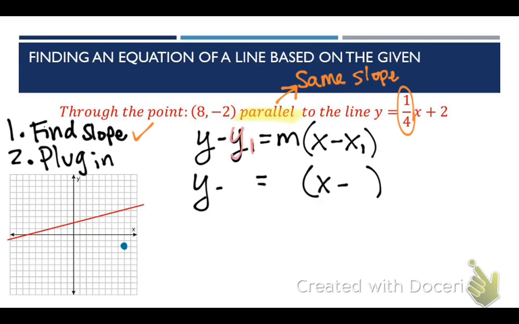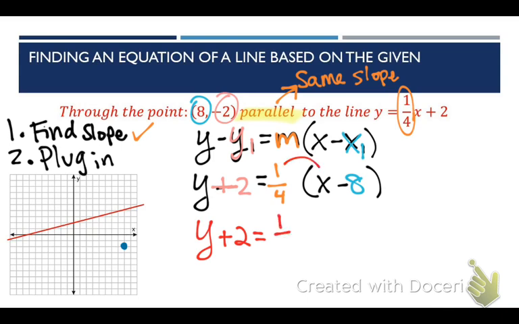All right, so what is the y of my first coordinate, or of my coordinate in general? -2. When I plug that in, that will turn into +2. All right, and then what slope are we using? 1/4. Because it'll be the same slope as the previous line. And then what will be my x? 8. All right, so we'll have y plus 2 equals 1/4 x. All right, and then we're going to do 1/4, so we're still distributing, 1/4 times -8.